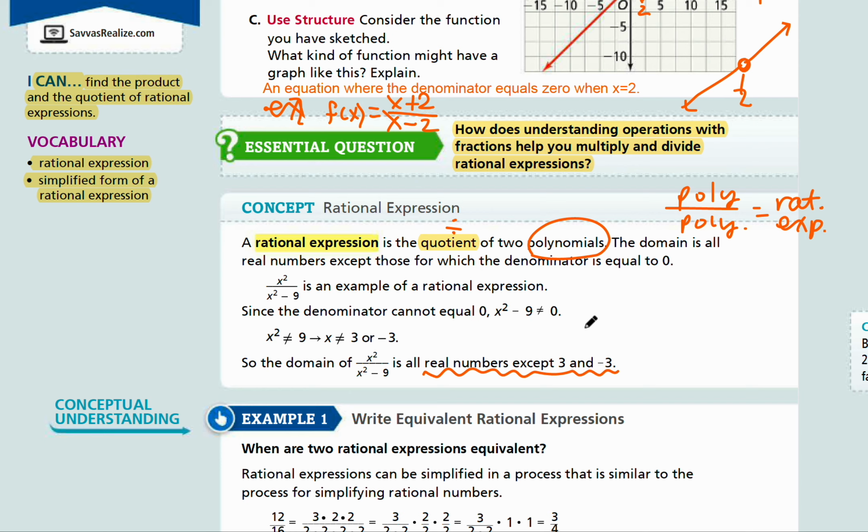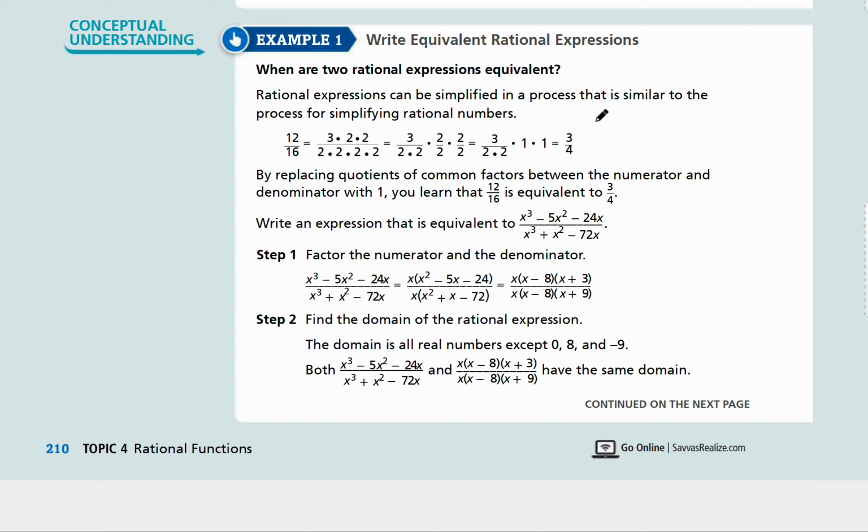Let's look at example 1. Write equivalent rational expressions. When are two rational expressions equivalent? So when they're equal to each other, we know they're equivalent rational expressions. So they could be simplified just like fractions could be simplified, right? These are all equivalent fractions, right?